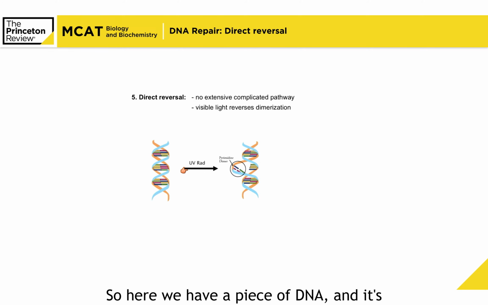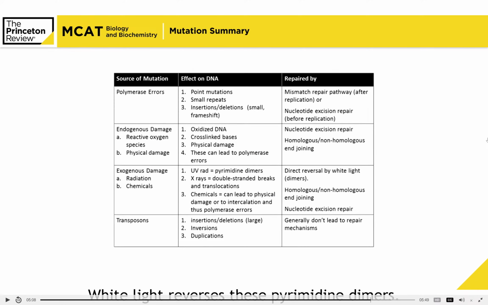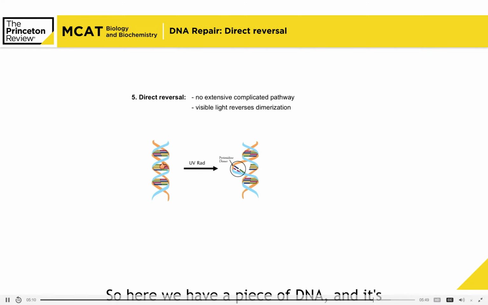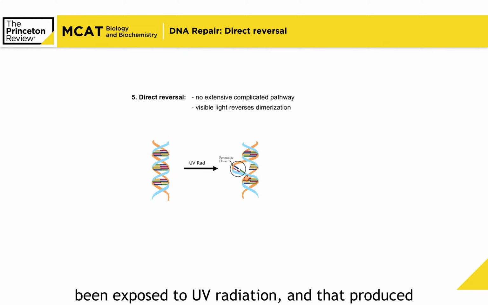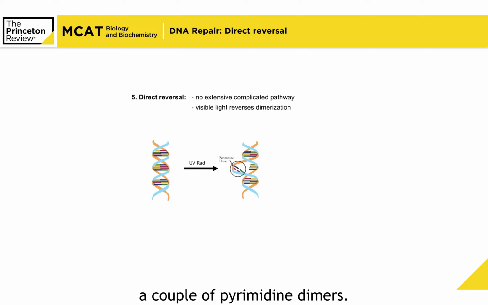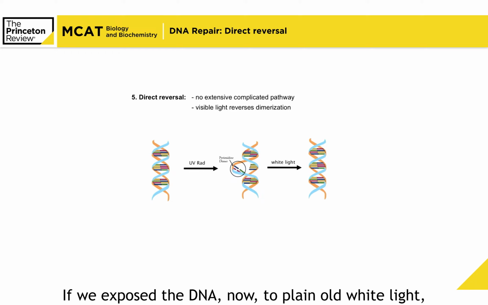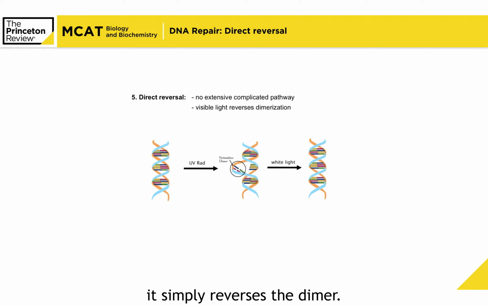So here we have a piece of DNA, and it's been exposed to UV radiation, and that produced a couple of pyrimidine dimers. If we exposed the DNA now to plain old white light, it simply reverses the dimer. There's no extensive, complicated pathway. It's just a direct reversal.